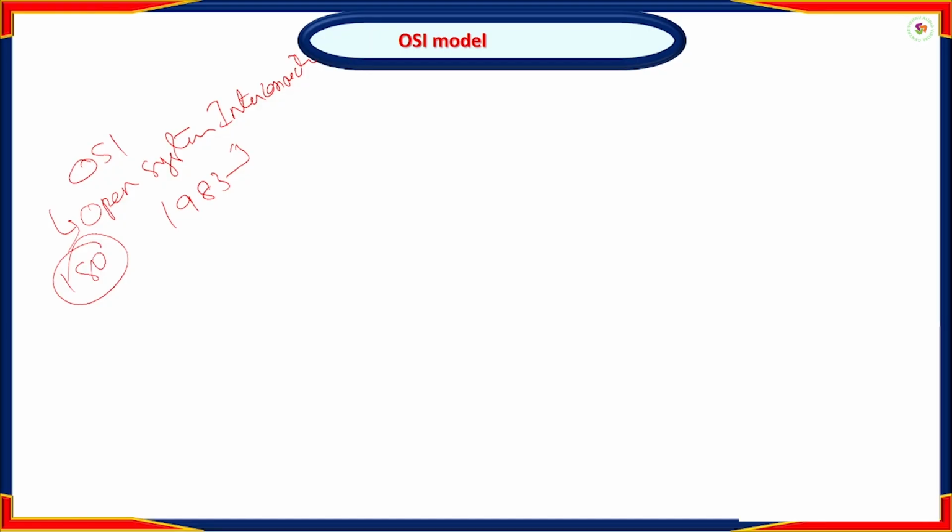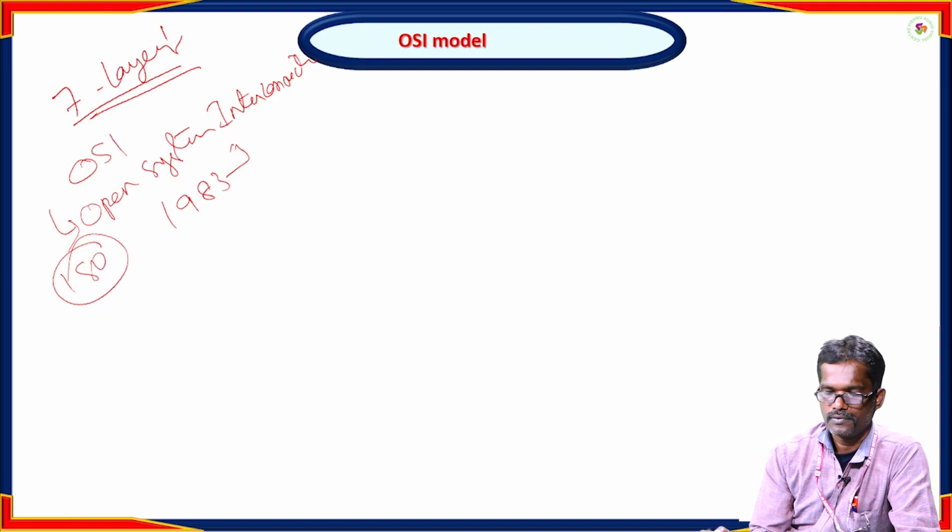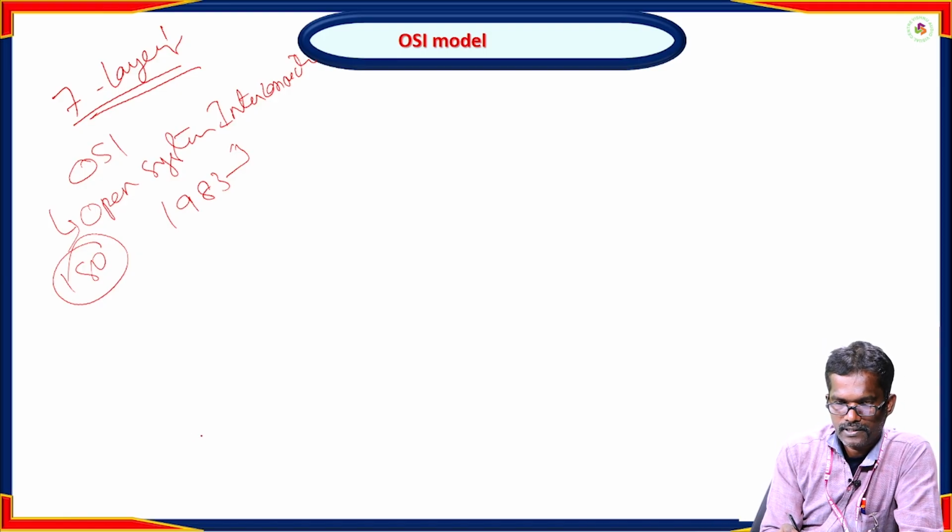We will discuss each layer and its functionality, and we will see them one by one. Now I will draw the circuit diagram, how it will be. In total, for this OSI model we have 7 layers. Let's see the first one. The first layer is the physical layer.